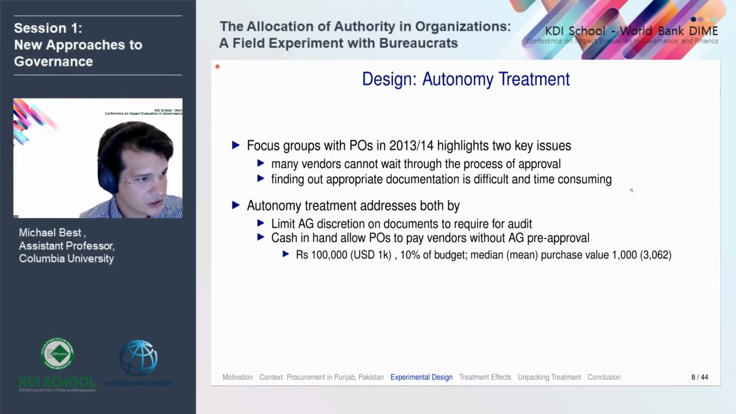So what we did was to limit the amount of discretion that the accountant general has about which documents they were allowed to require in these pre-audits. We made a checklist, and the accountant general committed to following that. And in order to be able to make payments more quickly, we gave 100,000 rupees, which at the time was about $1,000, to the procurement officers, which they're able to spend just in cash. They still have to maintain all of the documents, but they can make the payments much more quickly.